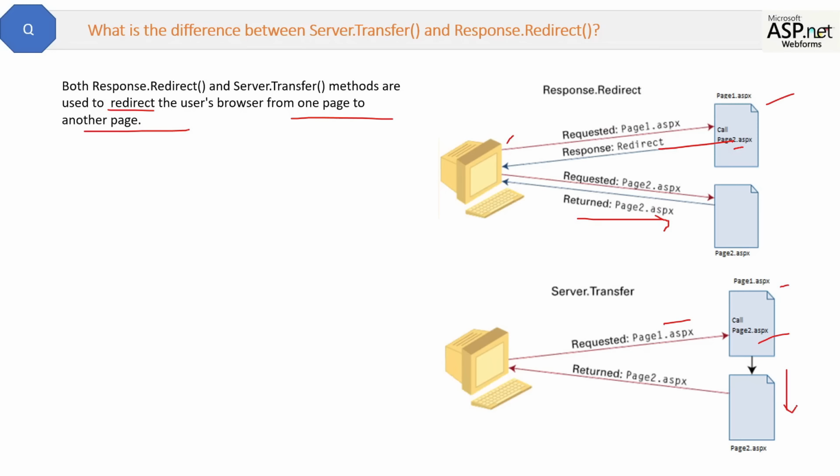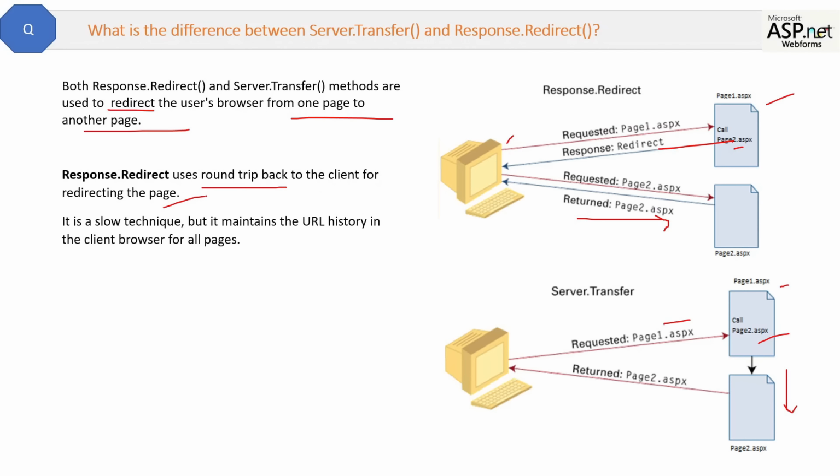In Response.Redirect, a round trip is required, which is basically back to the client. The round trip is basically back to the client for redirection of the page. That is a slow technique, but the advantage of Response.Redirect is it maintains the URL history in the client browser, which is not that important, but yes, it is a thing which Response.Redirect provides.